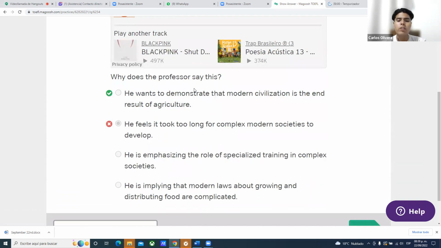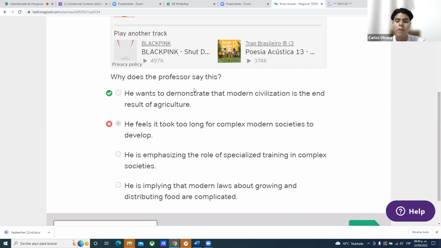What about the second one? He feels it took too long for complex modern societies to develop. I think this is not the correct answer, dear students, because if you think about it, he never mentions anything about complexity. He didn't say, for example, it was very difficult to transition from agriculture until the industrial era. He doesn't comment on complexity. So remember, you always have to look for a justification, and the recording you listened to never speaks about complexity.